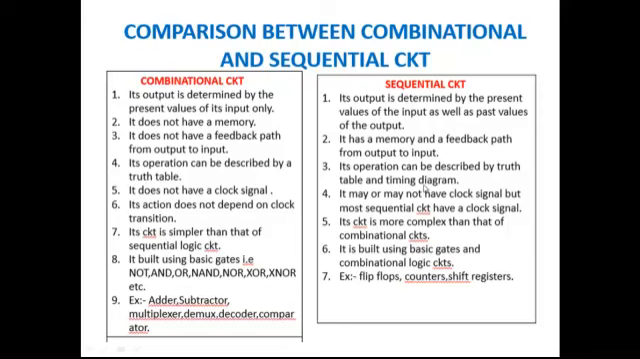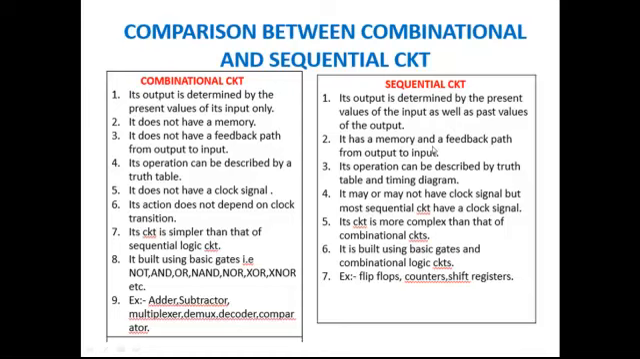Okay, so if you want to compare combinational and sequential circuits, the first and foremost thing to understand is that the output is determined by the present value of its input only for the combinational circuit, whereas in a sequential circuit the output is determined by the present value of the input as well as the past value of the output. That is the first thing. And in a combinational circuit you do not have any memory at all, whereas in a sequential circuit you will have a memory.